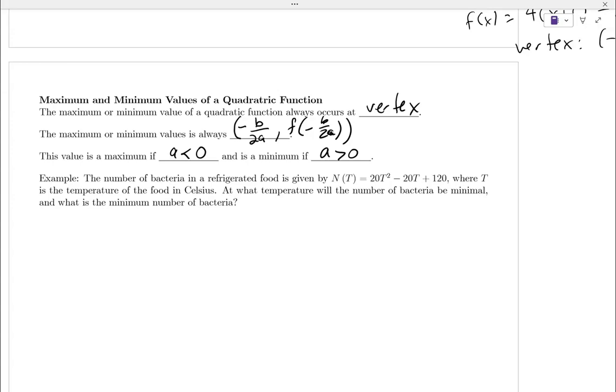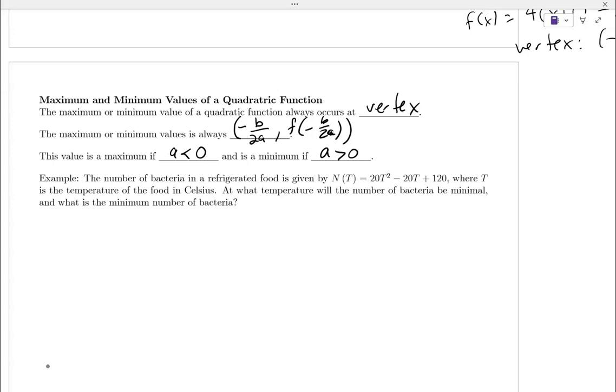So again, it's important to know which piece is asking which. The first part says temperature. We're plugging in temperature, so we need the x-coordinate of the vertex. The second part says we want number of bacteria. We're getting out number of bacteria, so we want the y-coordinate of the vertex. Okay? But in both questions, we need to figure out the vertex. So let's figure out the vertex.